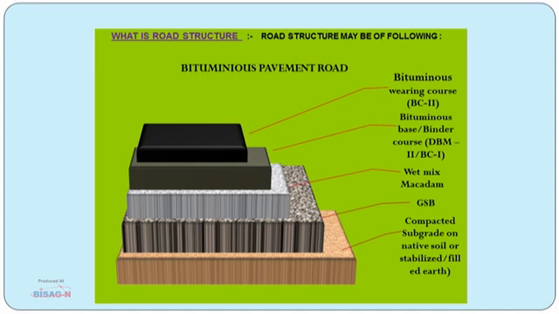It may be BC2, that is bituminous concrete grade 2. This is the upper layer of the road construction. The main function of the wearing course is to provide an impervious layer so that the entry of water to the base course can be prevented. The entire traffic load is safely distributed over the base course.